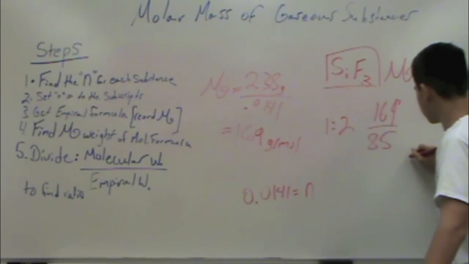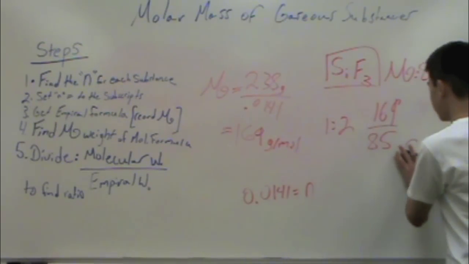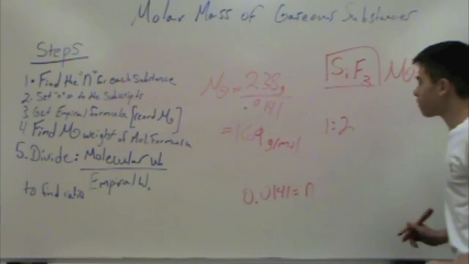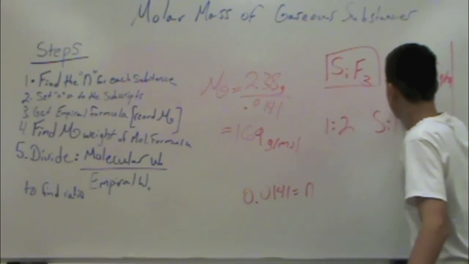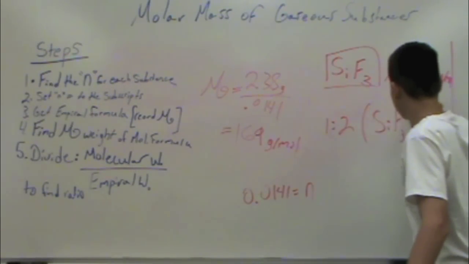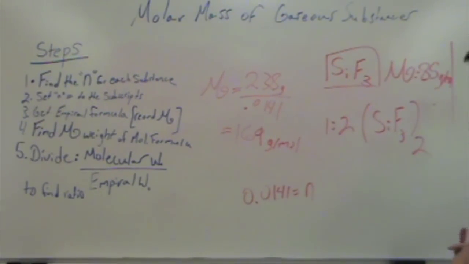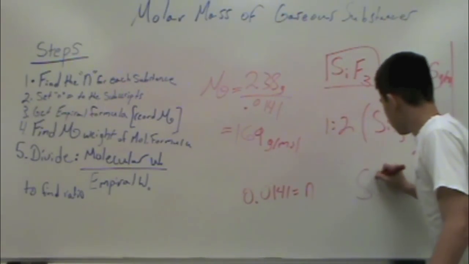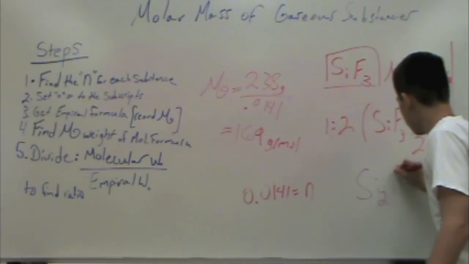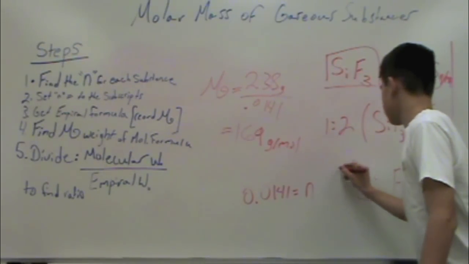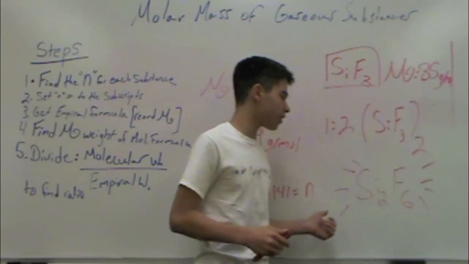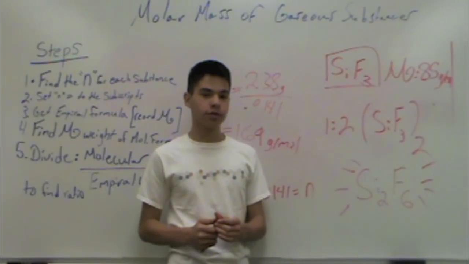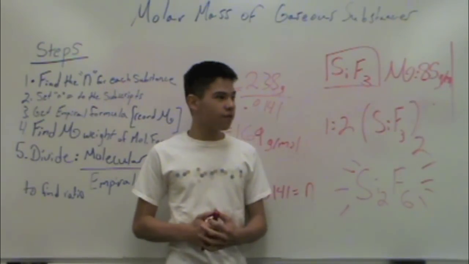So that means if we want to get our empirical formula to the weight of the molecular compound, we simply take it and multiply it by 2. So that is the equivalent to Si2F6. And this is the molecular formula for the compound. So that was a little confusing.